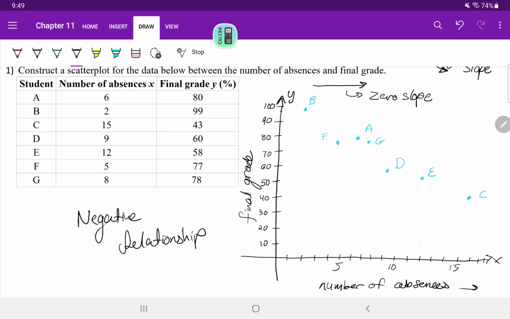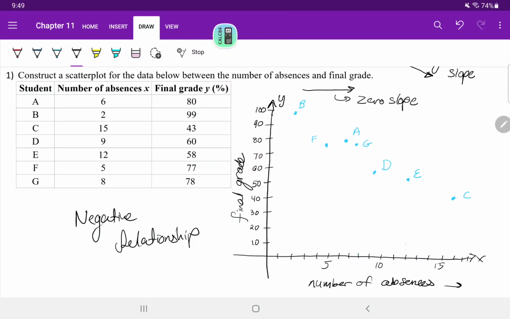All right, guys, that is it for question number 1. Hope you guys understand how to construct the scatter plot. In the next video, we're going to talk about the strength of the relationship. We know our direction, but we're going to indicate how to find and analyze the strength of the relationship.